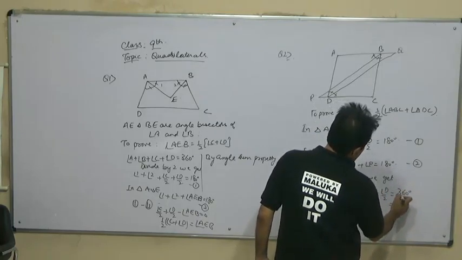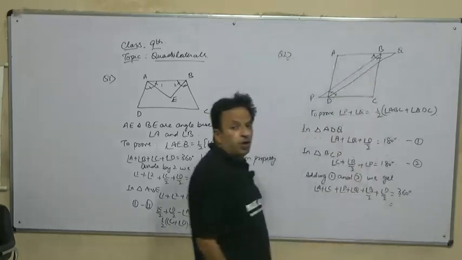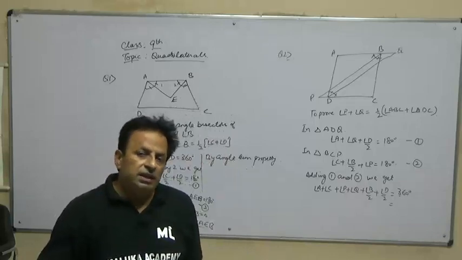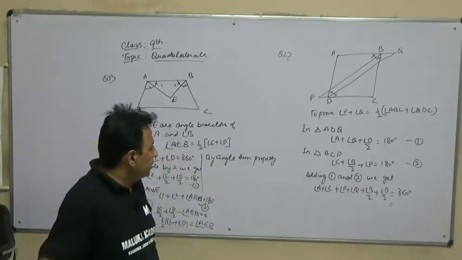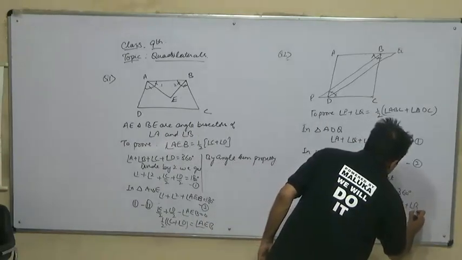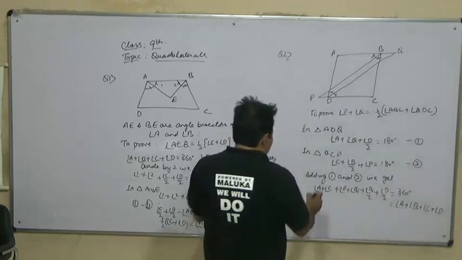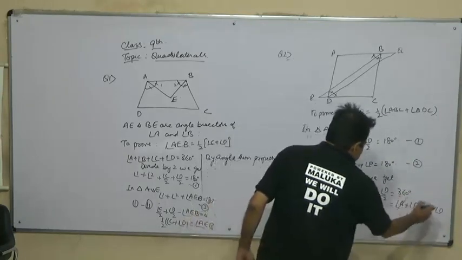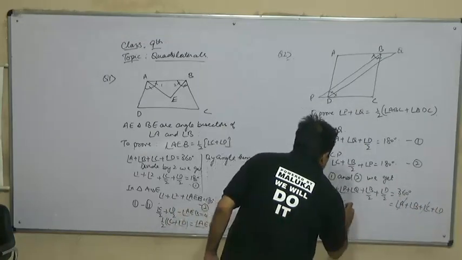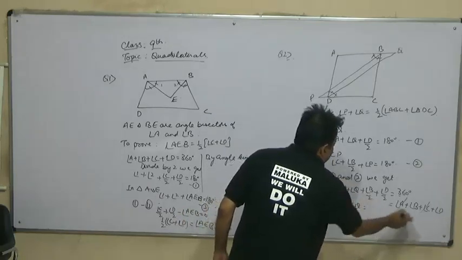And this 360 we can write as sum of A, B, C and D, because by angle sum property of quadrilateral, sum of the angles of a quadrilateral is equal to 360 degree. So for this we write angle A plus angle B, angle C plus angle D. Now we can check A and C can be cancelled out from both sides, and angle P plus angle Q will be equal to angle B minus angle B by 2.